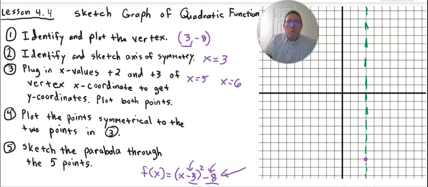Okay? So I want to know, what is f of 5? Well, f of 5 is going to be parenthesis, and instead of an x, I'm going to put a 5 in. 5 minus 3 squared, and then minus 8. Okay, well, 5 minus 3 is 2. 2 squared is 4, and 4 minus 8 is -4.